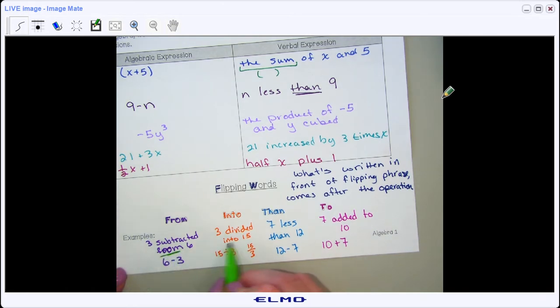So from, into, than, and to. Those are our 4 flipping phrases. So when we see those words, you got to remember whatever's in front of it is going to come after it.